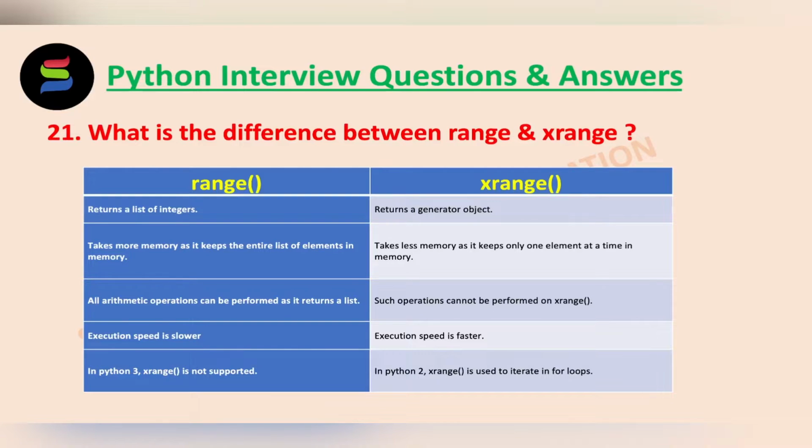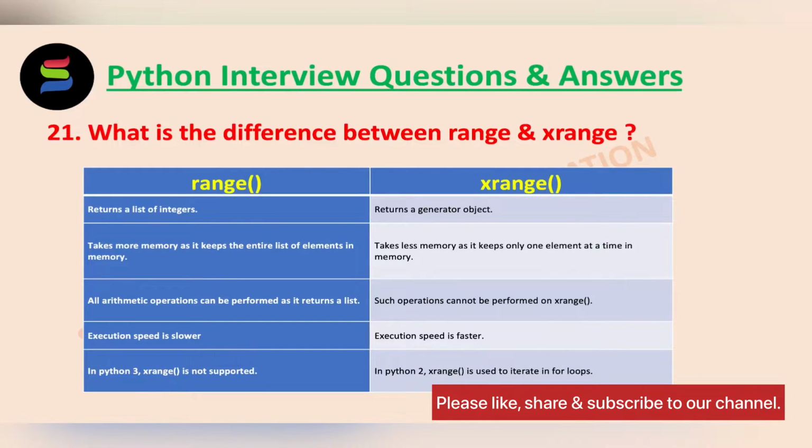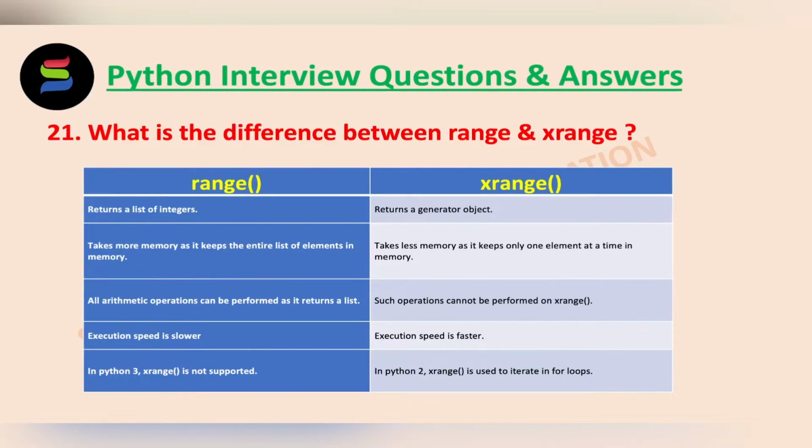Here you see I have given the exact difference between range and xrange function in Python. The range function returns a list of integers, whereas xrange function returns a generator object. The range function takes more memory as it keeps the entire list of elements in memory, whereas xrange takes less memory as it keeps only one element at a time in memory. Range function consumes more memory than xrange function.